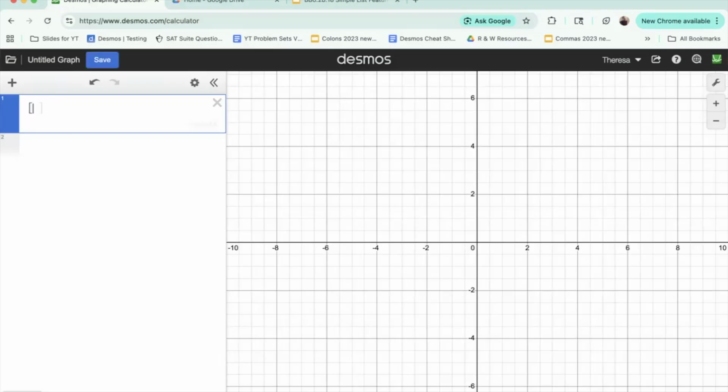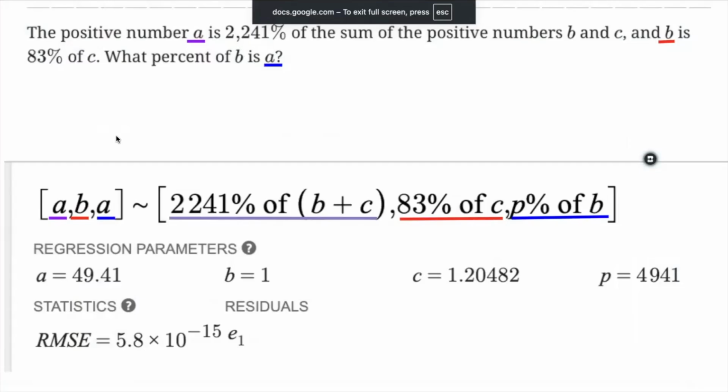So it's called the list tool, and what you can do is in these brackets, you're going to put the information. The tilde means mapped to, and I'll explain more about that in a moment. I have the original question color coded and then mapped out here. So on the left side, you're going to put everything that's on the left side of the equal sign.